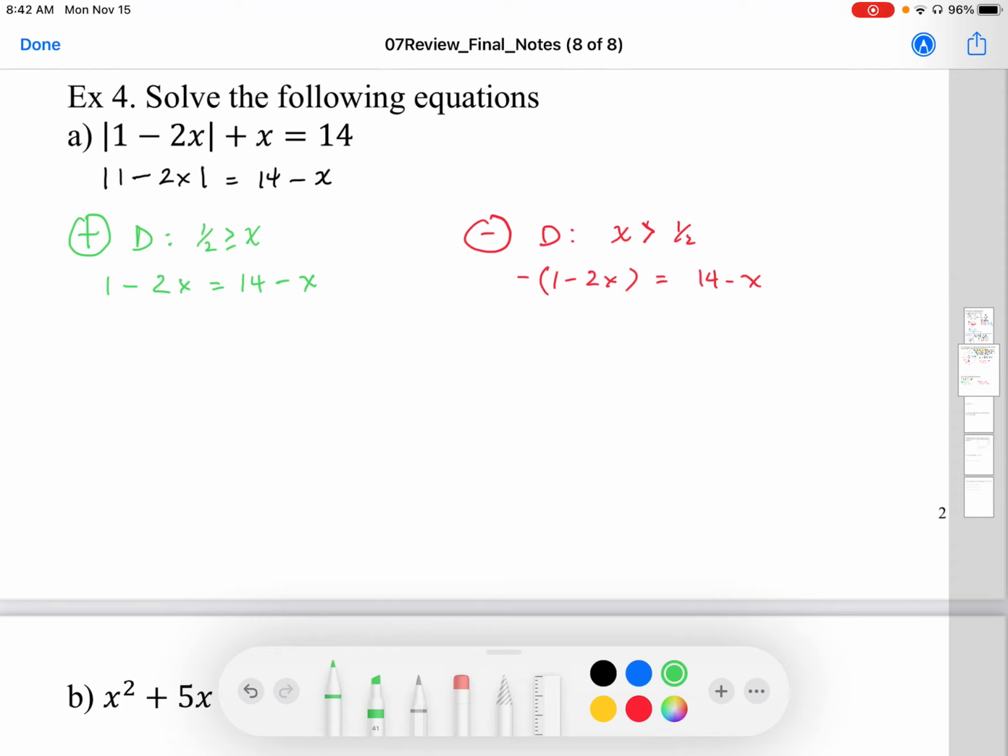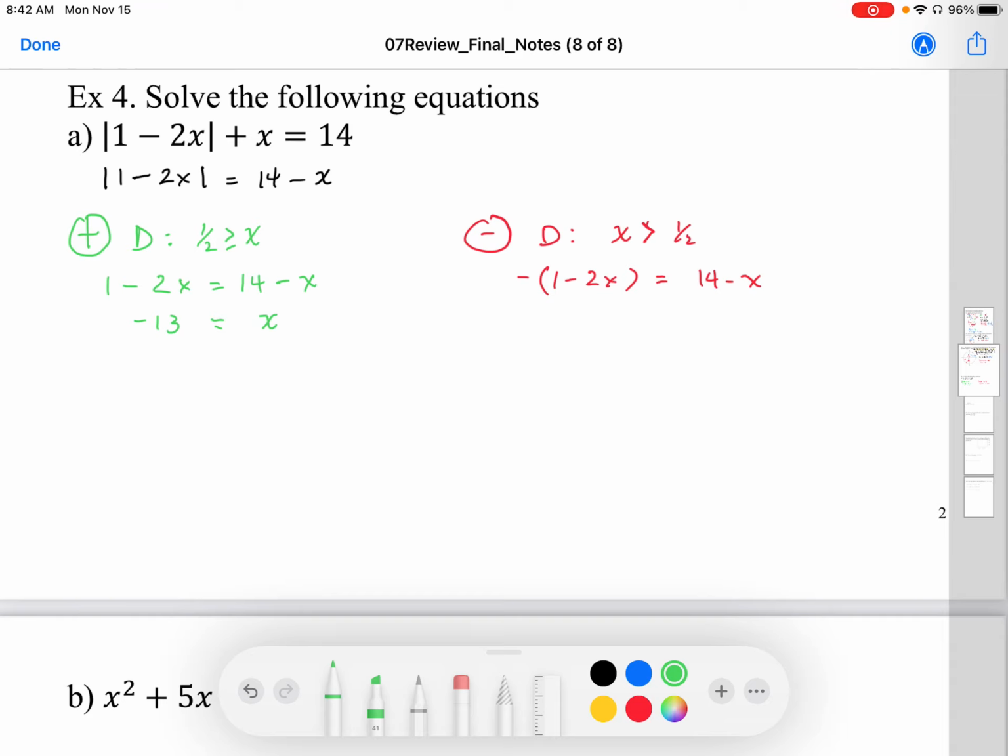So solving the positive version first, we're going to solve for x. I'm going to add 2x to both sides, so I get positive x. I'm going to subtract 13 from both sides, so I get negative 13. So there's one solution. Now we could test this to see if it works, or we could check it in the domain. The domain says x is less than 1/2, so that is in the domain, so we can think that that's a correct answer.